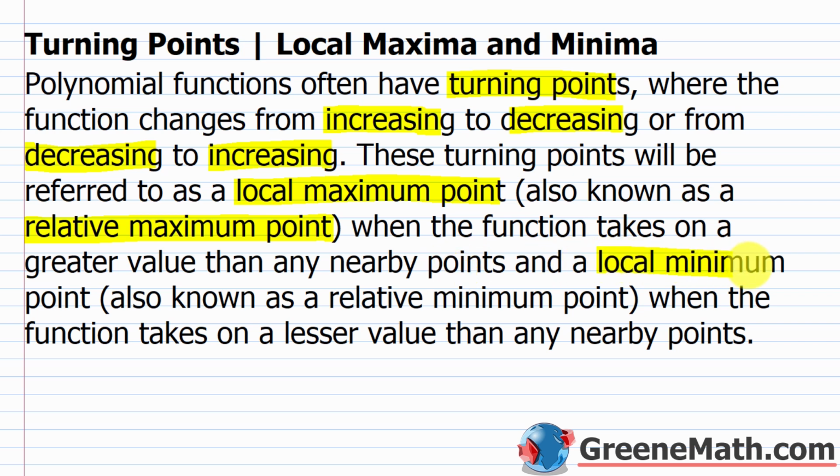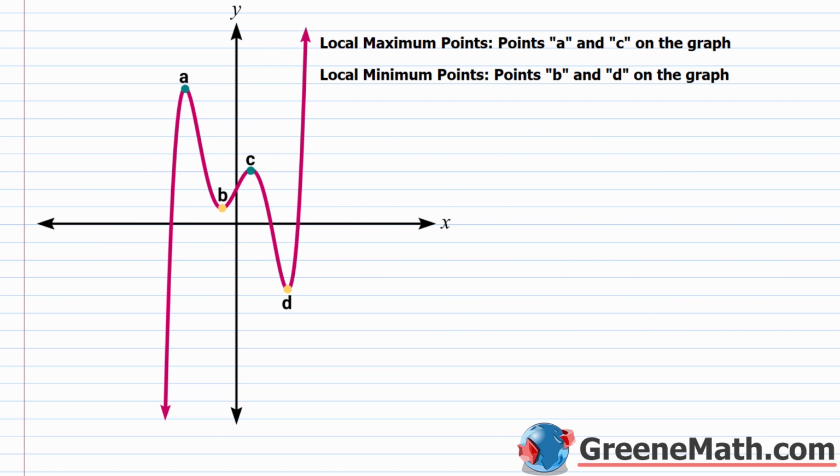And a local minimum point, also known as a relative minimum point, is when the function takes on a lesser value than any nearby points. So is the y value smaller than the y value of nearby points? That's going to look like a valley. Let me just go to this little example here.